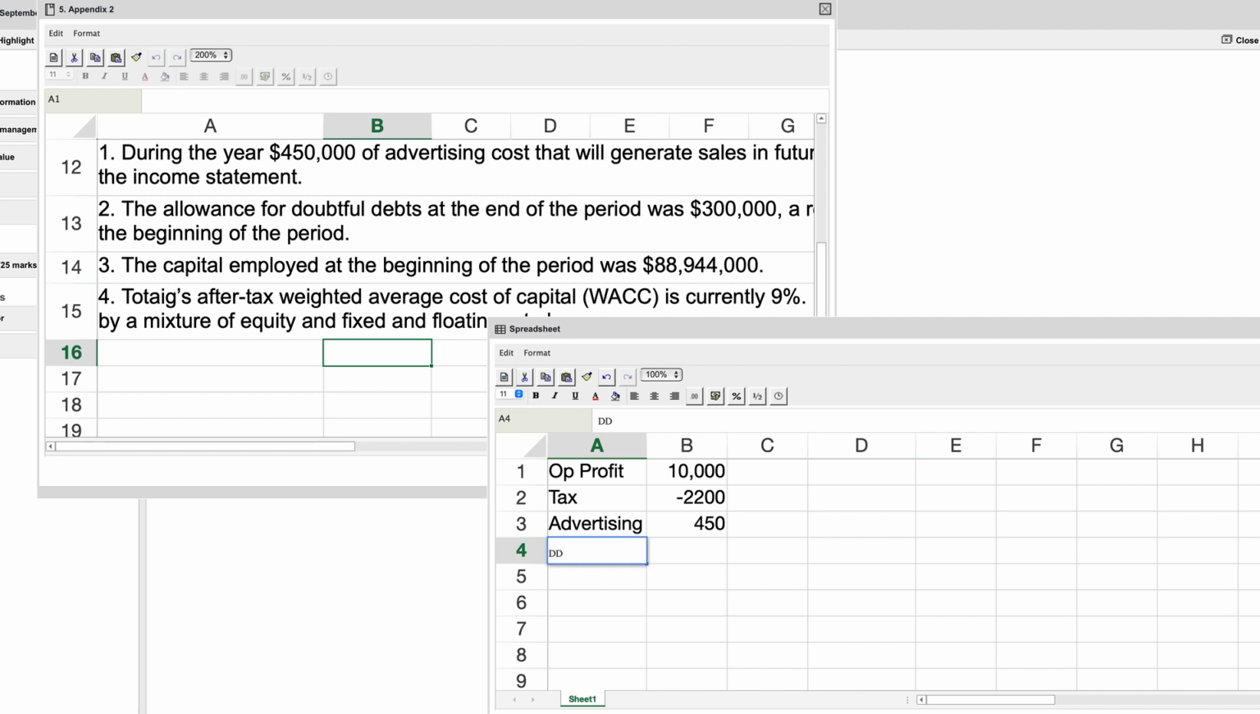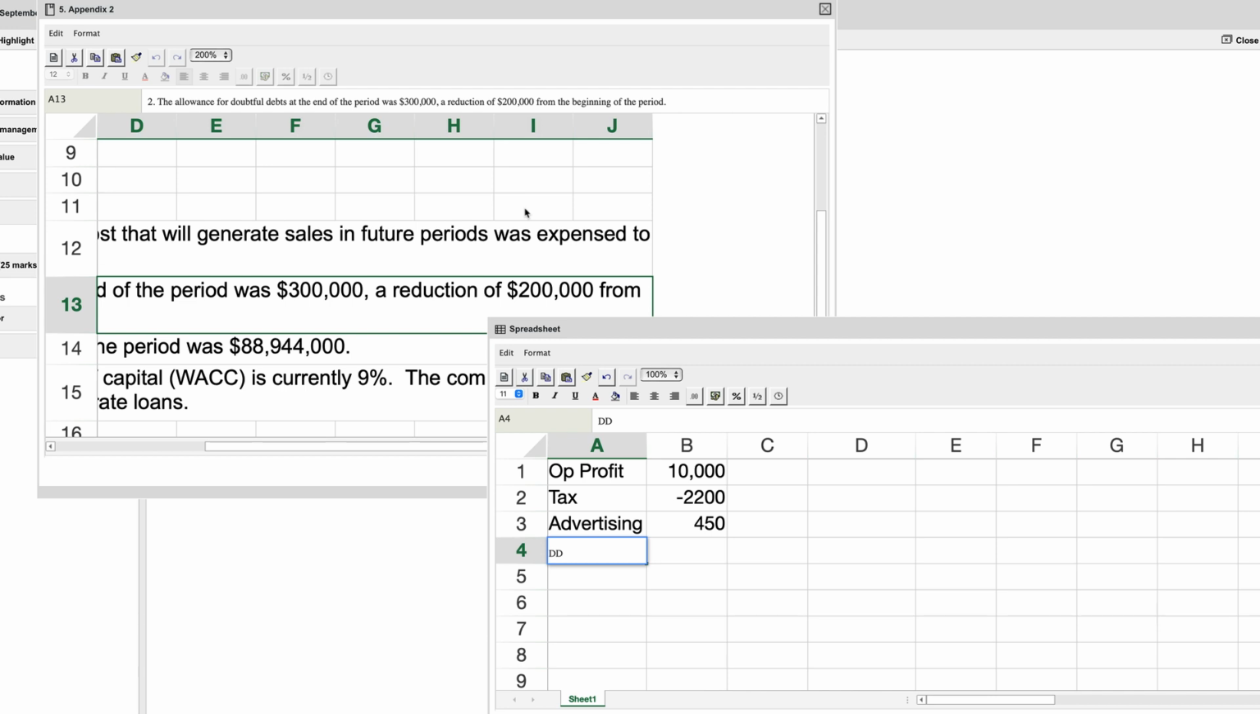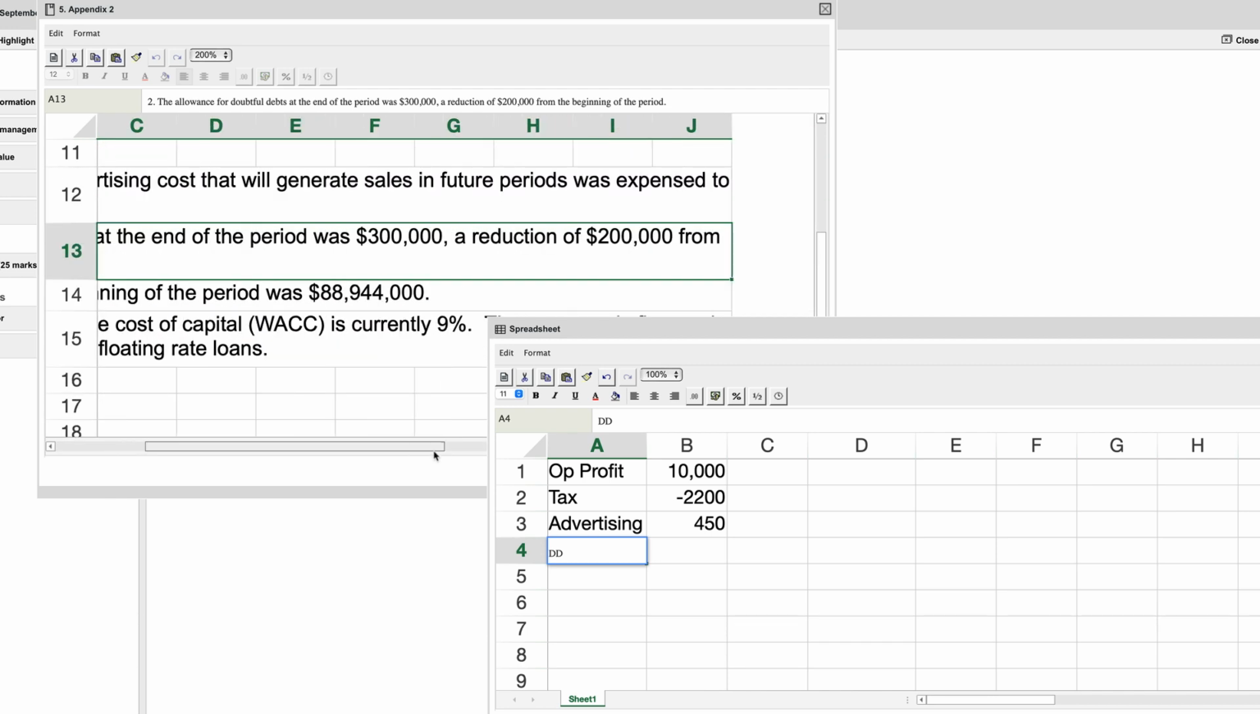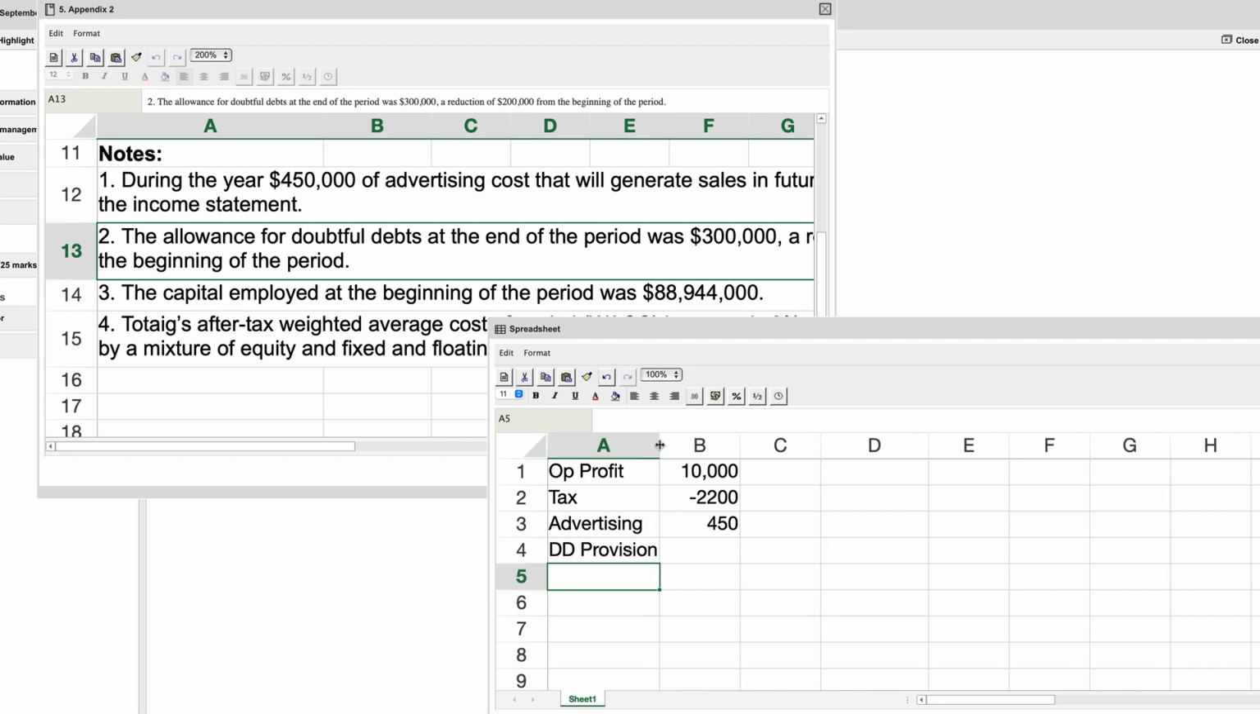Doubtful debts is a provision, the next one. So doubtful debts provision was 300, which is a reduction of 200,000 from the beginning of the period. So doubtful debt provision has gone down by 200,000. And that's an adjustment I have to make. If a provision for expenses increases, I need to add that back. If it decreases, I take it off. Okay, and that's it. It looks like I'm done. So I'm just going to sum this up from there down to there. 8,050.